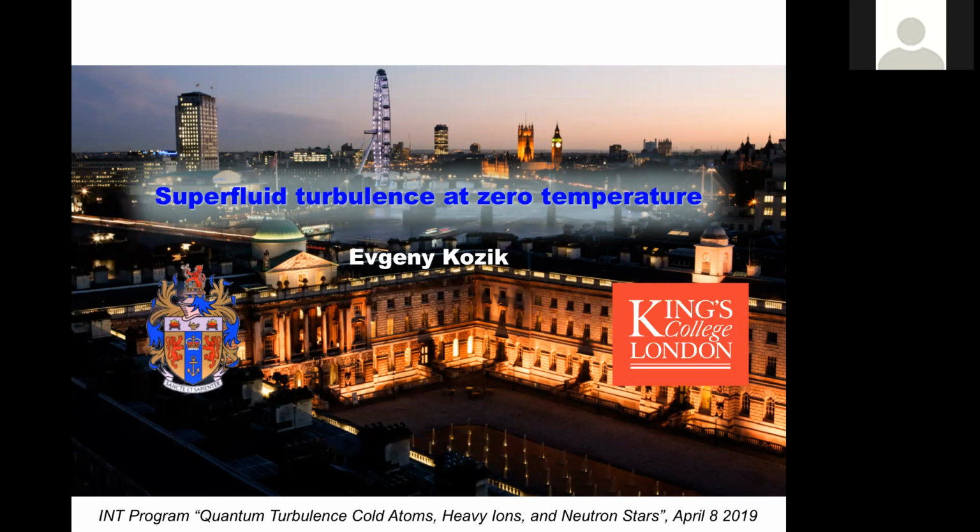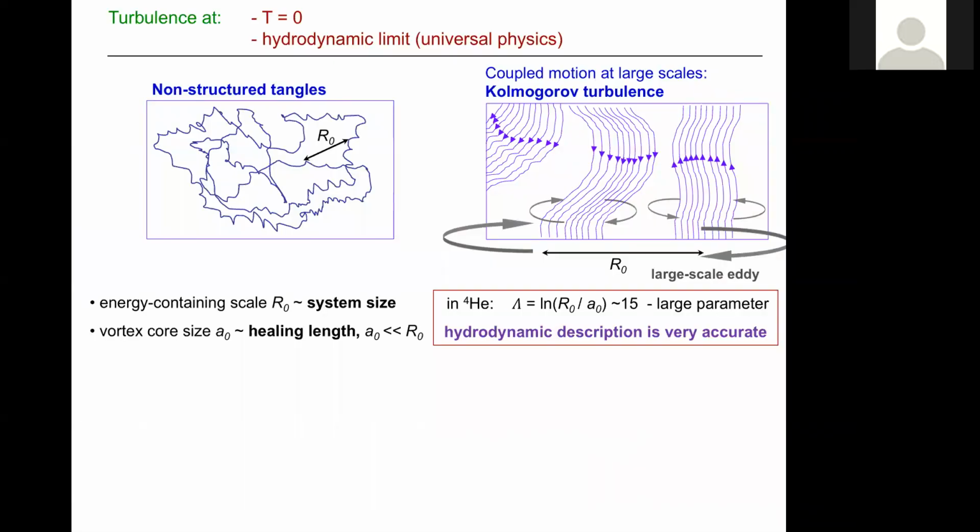So I'll try to focus on some universal properties of superfluid turbulence that perhaps with some modifications could be relevant to neutron stars. And I'll also focus on zero temperature, which is perhaps the most non-trivial regime of superfluid turbulence decay.